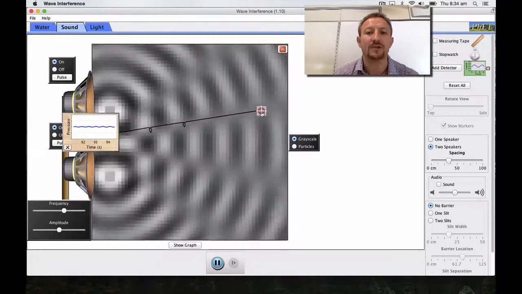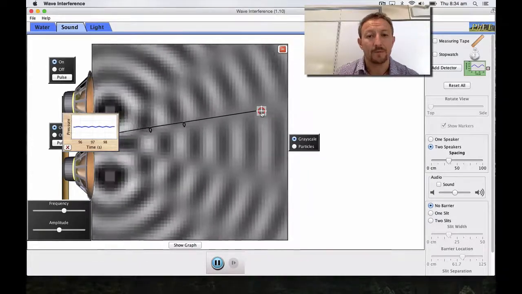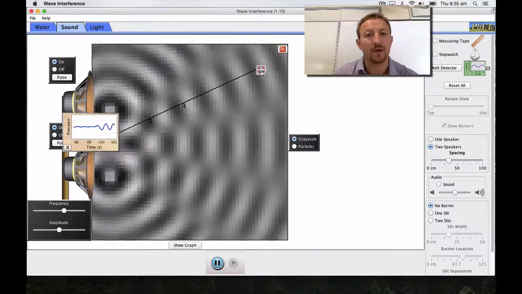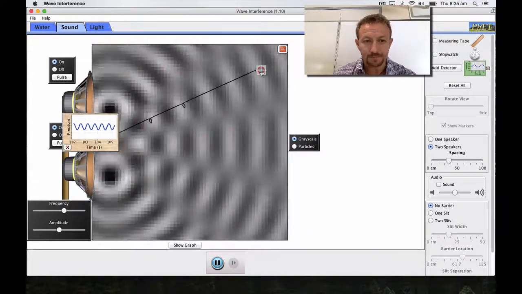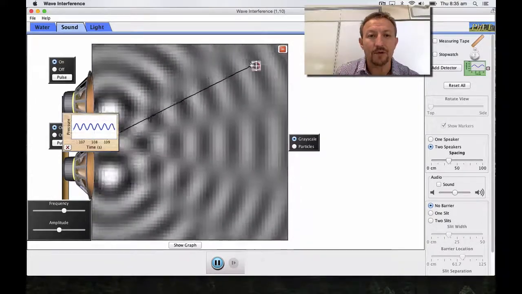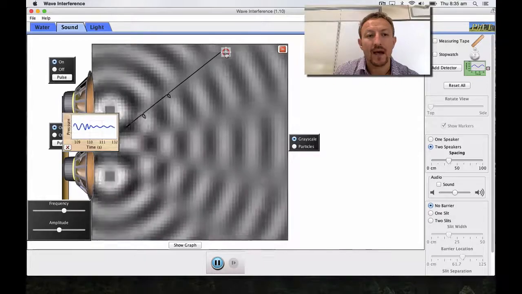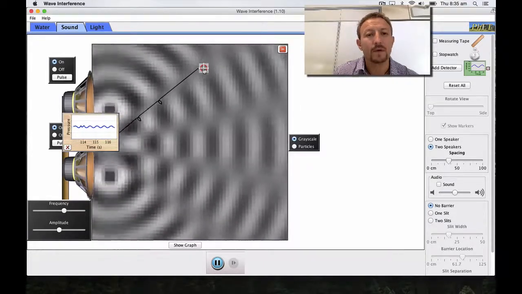Because there's no amplitude there, what I would hear would be a diminished sound. I move across again. I go into my order 1 antinode, and you can see there's the amplitude. The amplitude goes up, which means I'm going to get a louder sound. Move across again, and we're going to get a diminished wave.